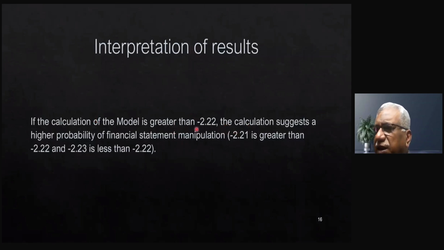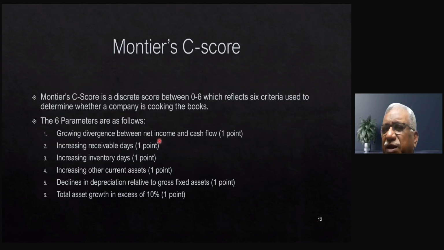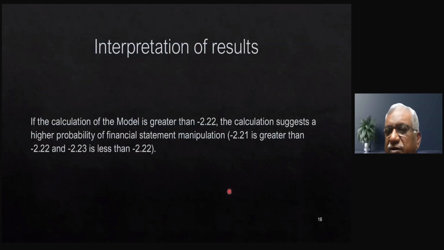If the calculation is greater than this value, it suggests a higher probability of financial statement manipulation. If it is less than that, it's fine. If I go to the first one, where we had only 6 basic parameters, we just gave 1 point, 1 was the weight. But now with this Beneish model, we have weights in decimal points that have been worked out through more research. So obviously, it's more reliable, and you've taken more parameters also. So your interpretation will be more reliable.